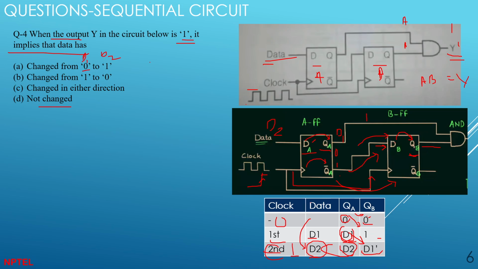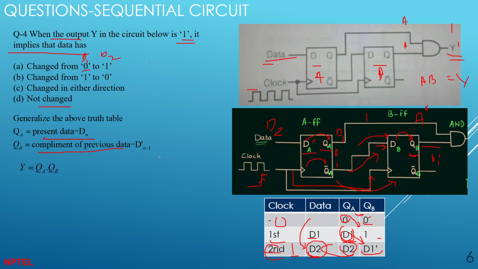So you have this value. What will be QB? QB is D1 dash, and QA is D1. So this is how you get it: QA is the present data, and QB complement is the previous data. QA is the present data, which is D2, and the complement at QB is the previous data, which is D1 complement. And you use this formula.